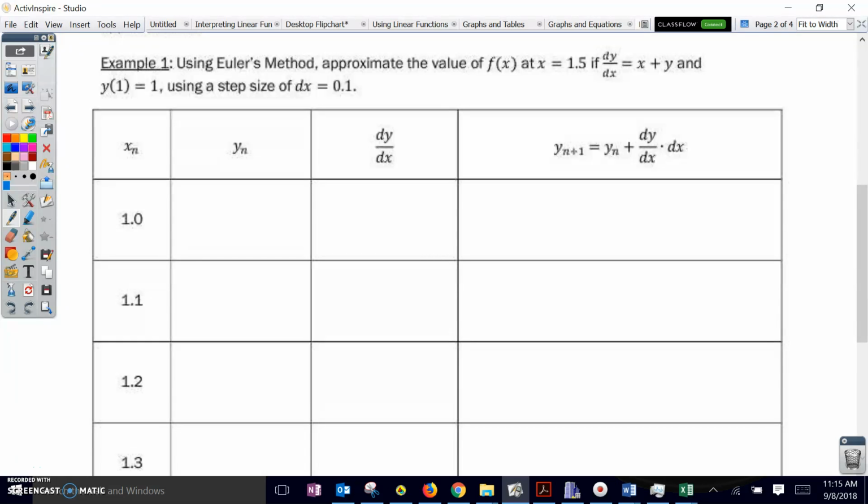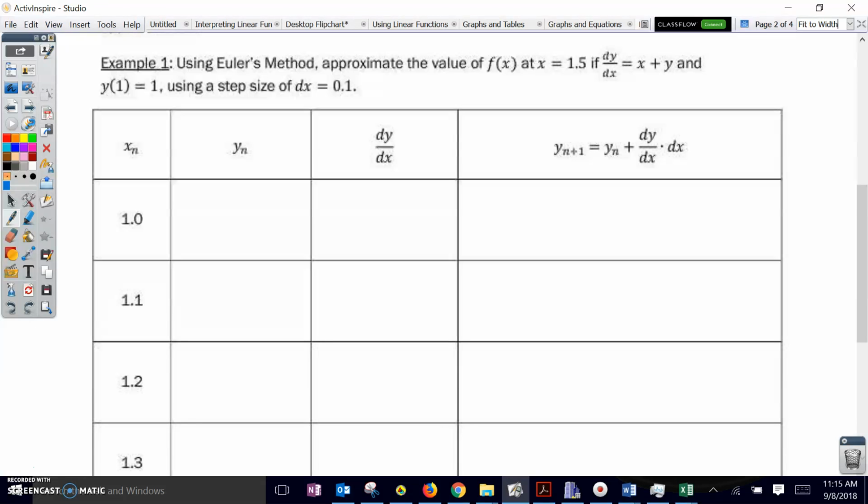Alright, in this video we're going to look at using Euler's method. There was a great deal of narrative about what Euler's method is and kind of how it works and the mechanics behind it that you want to read through before you get to example 1. But we're going to start right here with example 1.